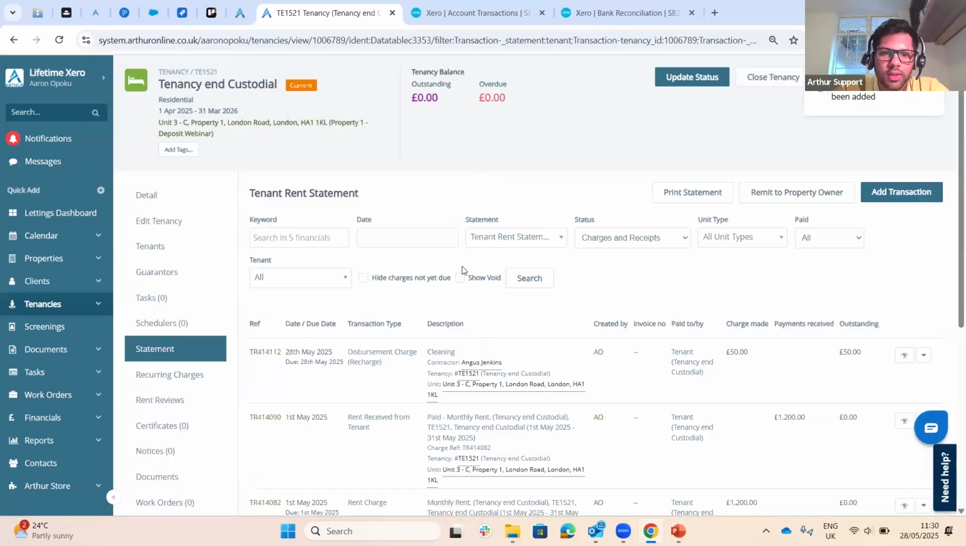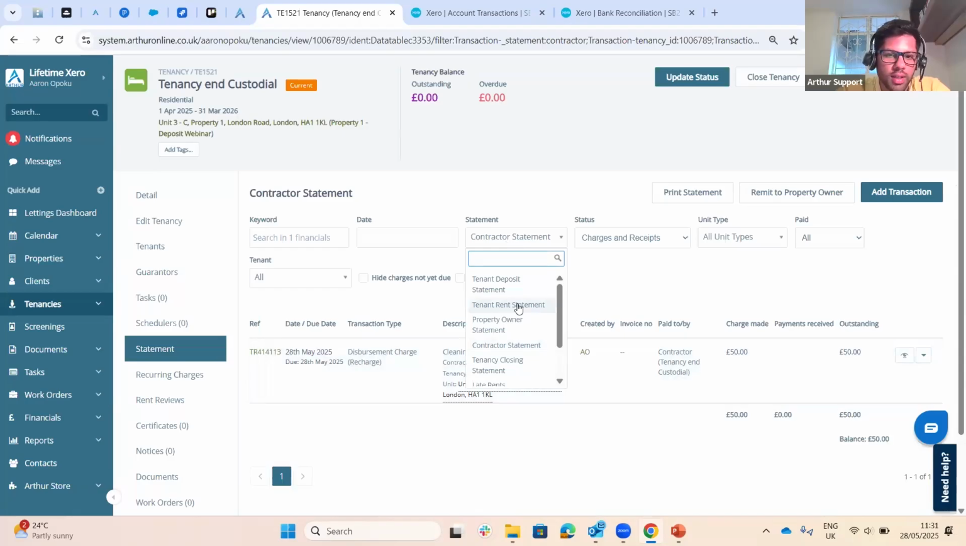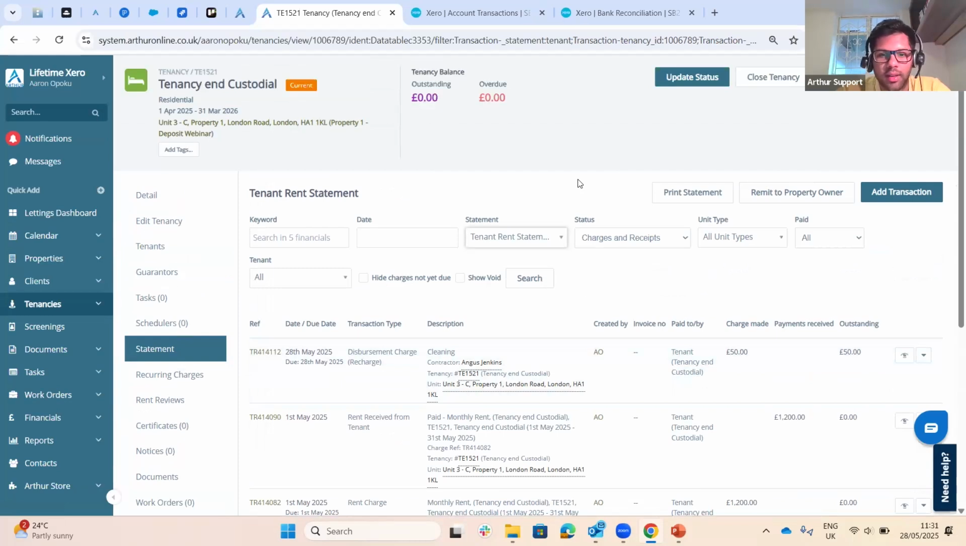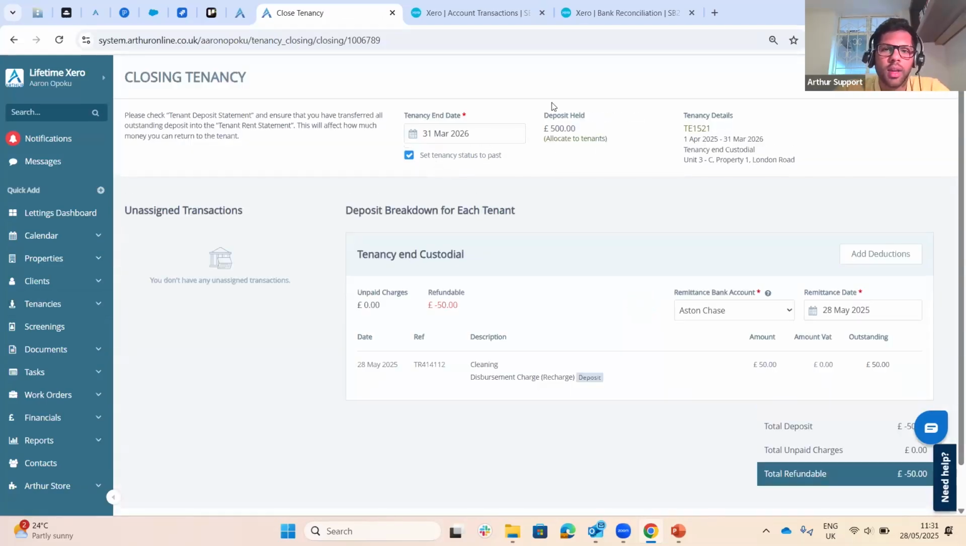So here we can see we've added the charge, £50 charging the tenant. And if we switch over to the contractor statement, we've also now added a charge to pay the contractor £50. So you'll be transferring the contractor £50 once you have deducted that £50 from the deposit that's being held and received from the DPS. So that's added on the statement. If we then go ahead and close tenancy, and we're looking at the custodial scheme, the first step is always the same. We'd go ahead and allocate to tenants.